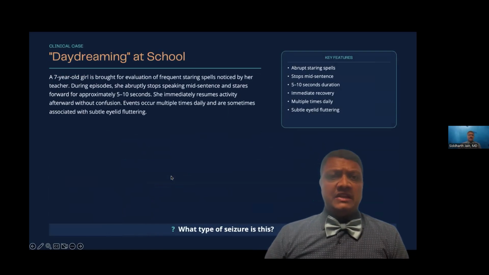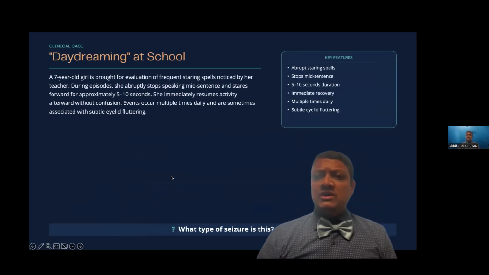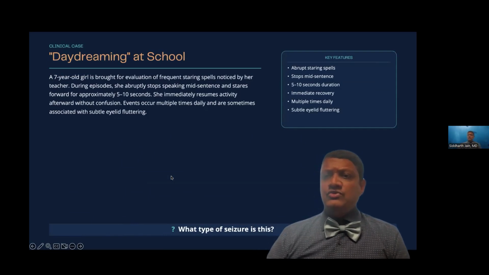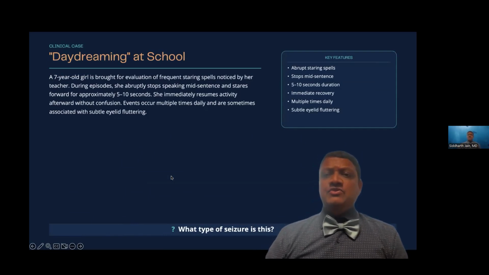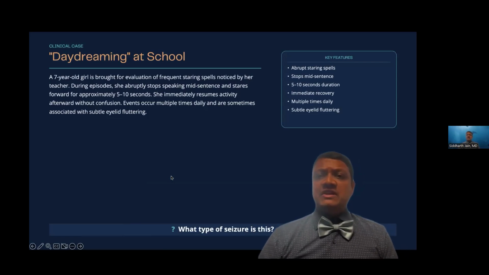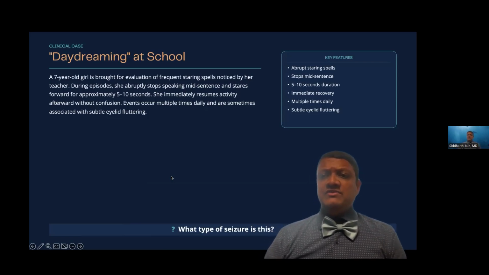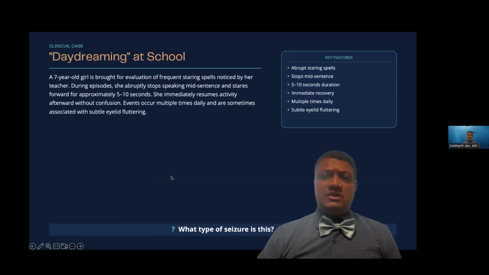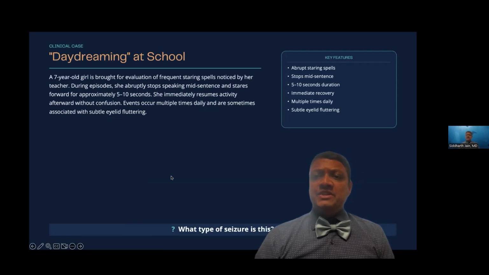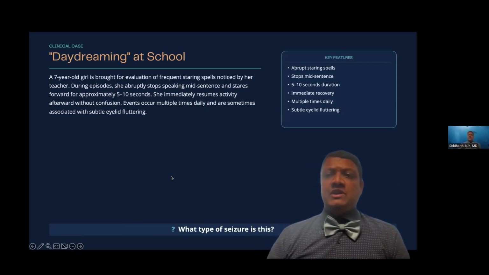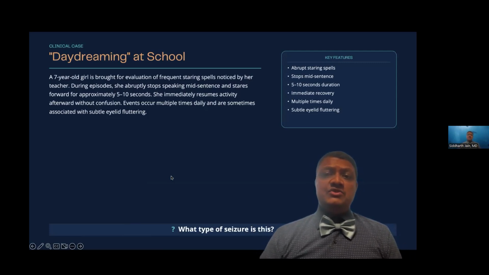The next scenario is about a 7-year-old girl whose teacher is concerned because she keeps zoning out in class. These episodes are very brief, lasting 5 to 10 seconds, with abrupt onset and offset. There is no aura, no post-ictal confusion. She just stops what she's doing, stares, and then resumes as if nothing happened. The teacher reports this happening multiple times per class. Mom initially thought she was just daydreaming, but the frequency is concerning. So, what's on our differential here?